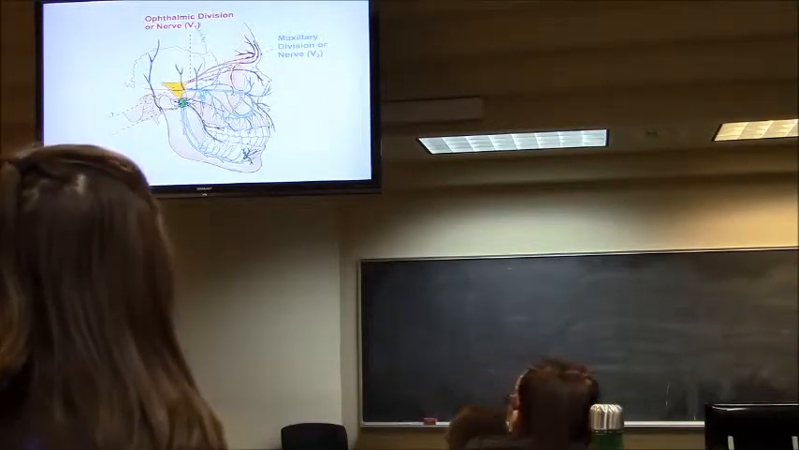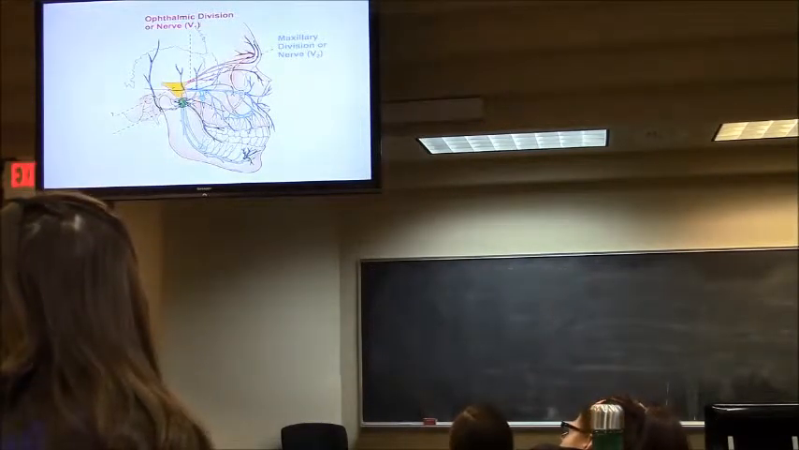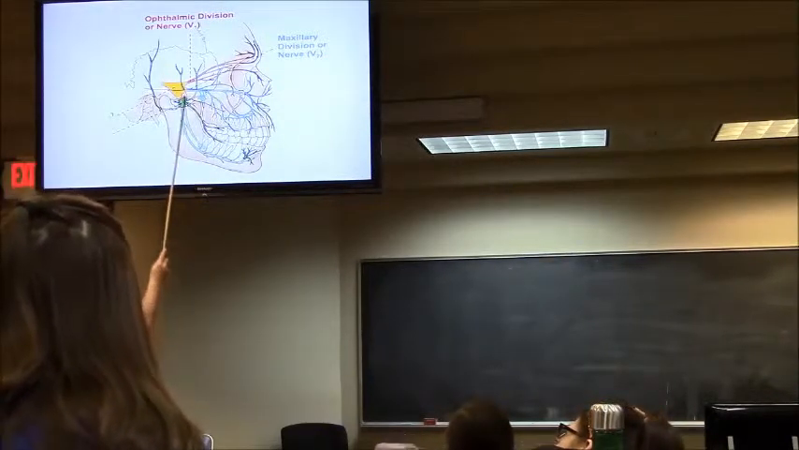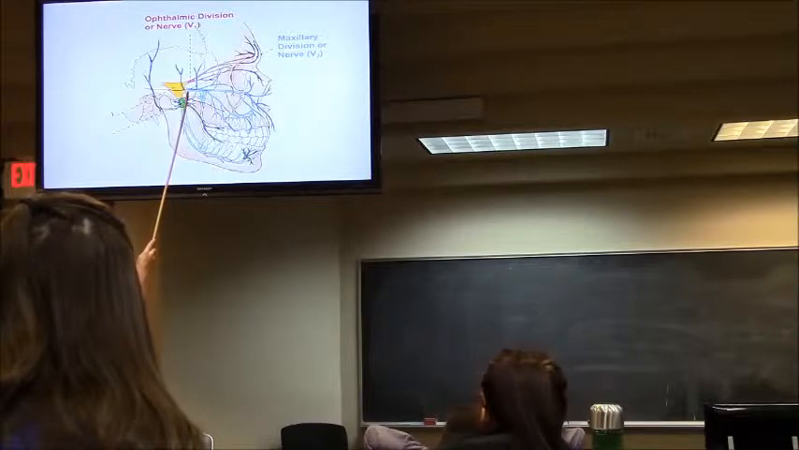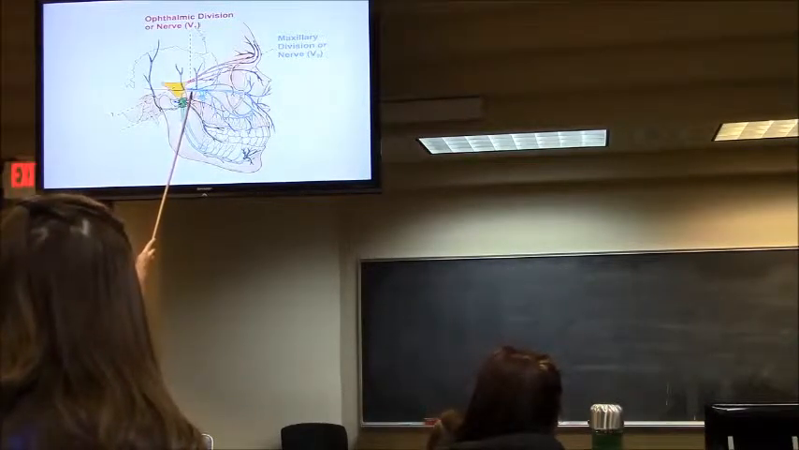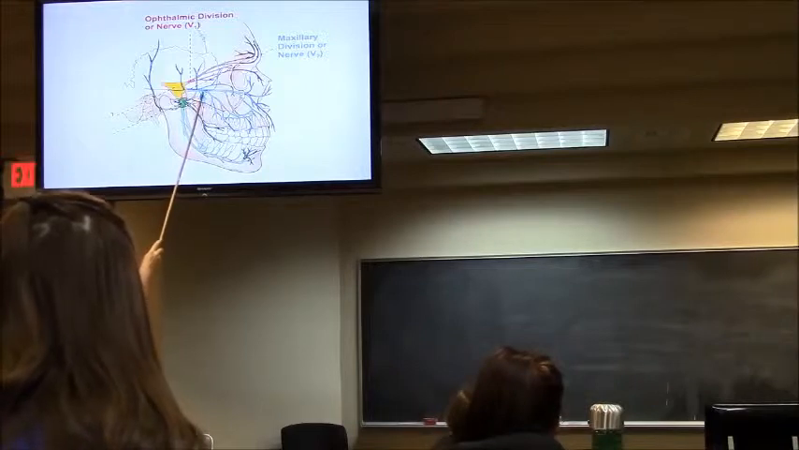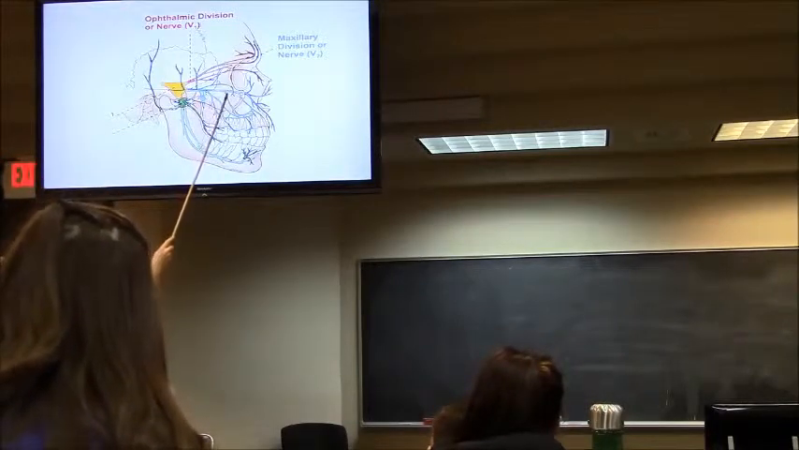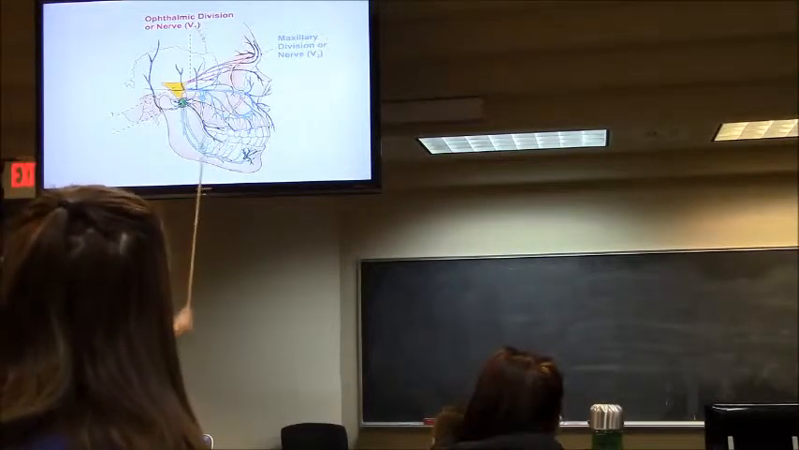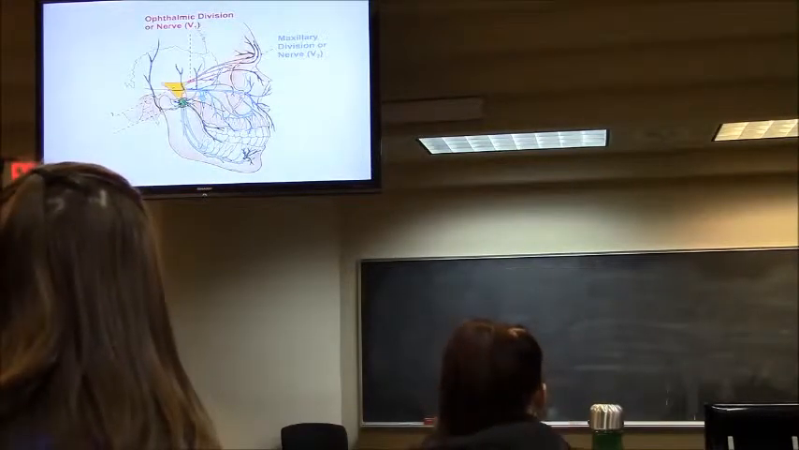Yes, ma'am. You said that the maxillary nerve goes through foramen rotundum, correct? Uh-huh. So where does that come into play? There's foramen rotundum right there. As it exits the interior of the skull, it crosses that fissure and then enters the maxillary bone, runs at the base of the orbit, and then comes out the infraorbital foramen.